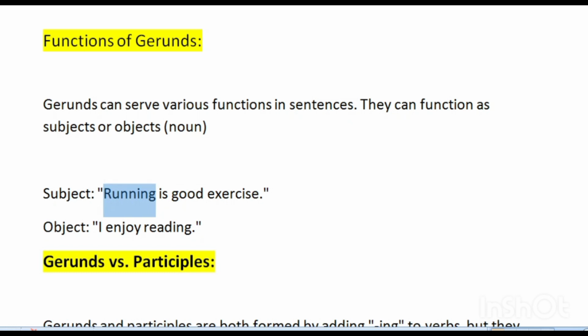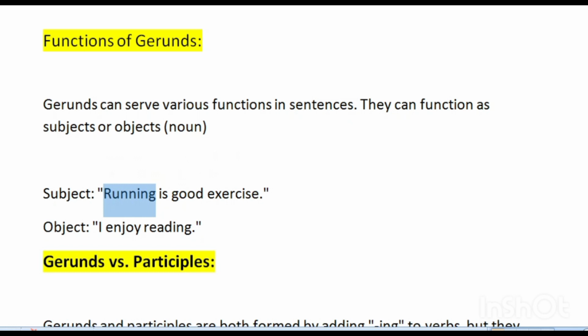Now running actually is a verb. You know that it is a verb, but it is used here as a subject. In this way we can say the ing form of the verb is used as the subject of the sentence. It is now a gerund. Got it? This is gerund.